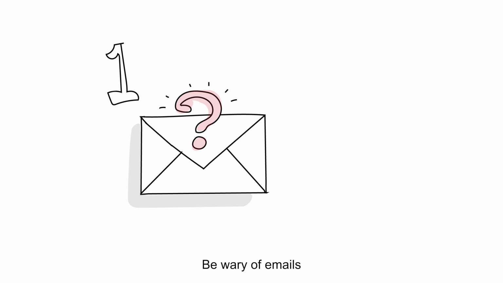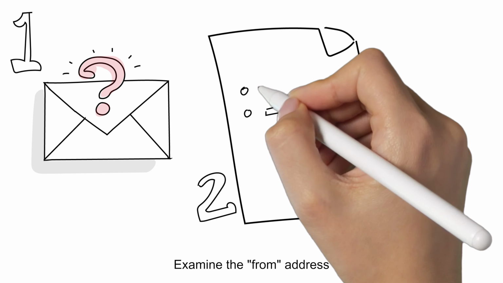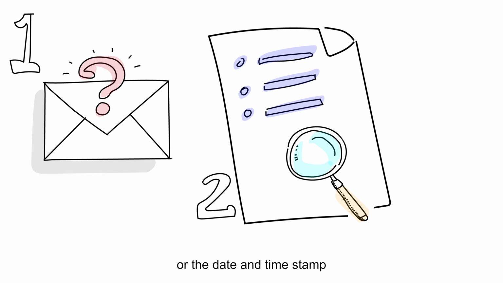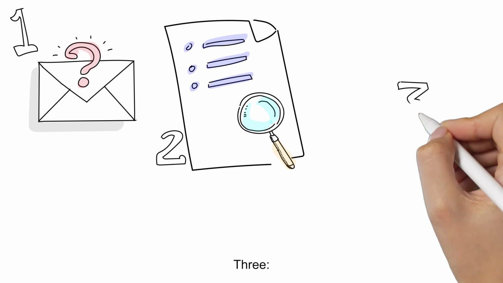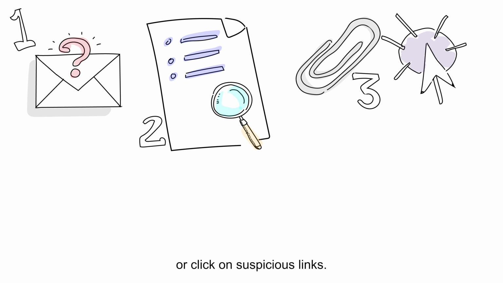1. Be wary of emails from someone you don't know, asking you to do something urgent. 2. Examine the from address or the date and timestamp for anything that seems off. 3. Never open suspicious file attachments or click on suspicious links.